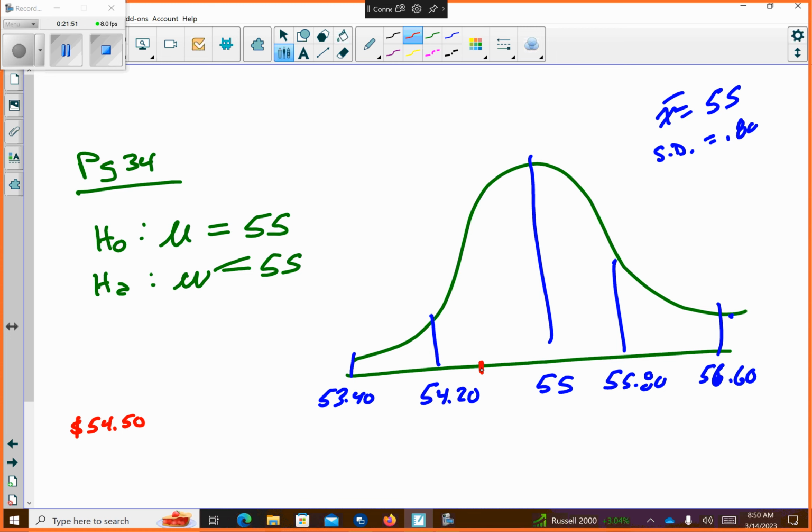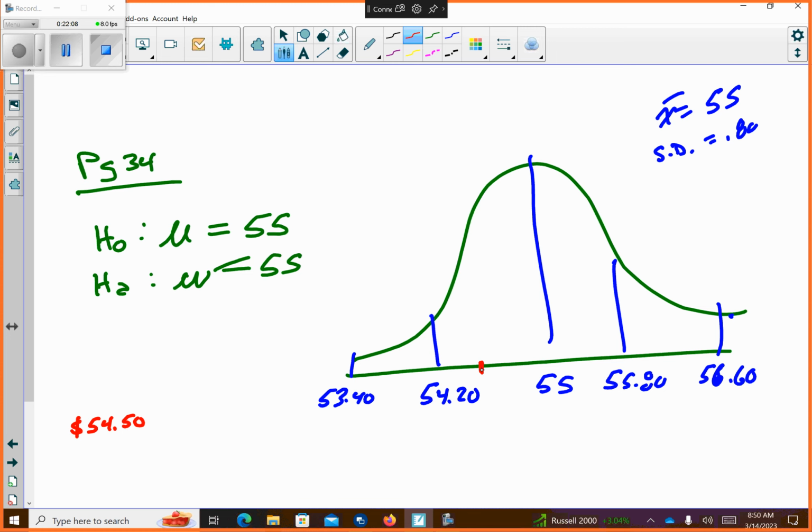Okay, so that red dot down there means if we come across something, we know right now I have the mean and standard deviations. So we have 54.50 sitting there.